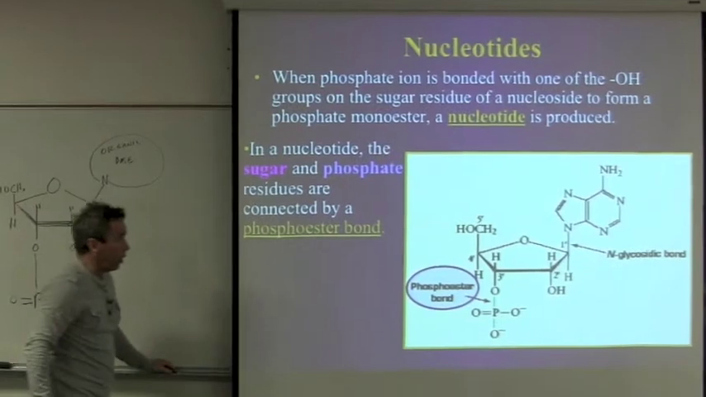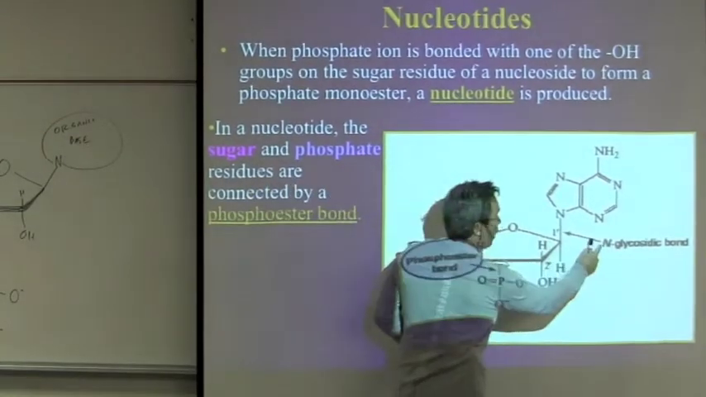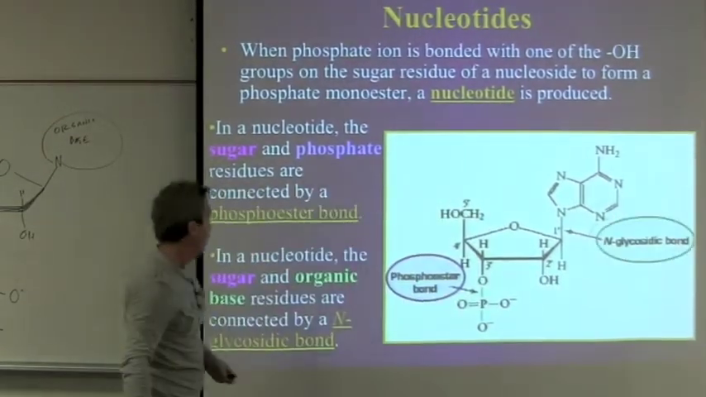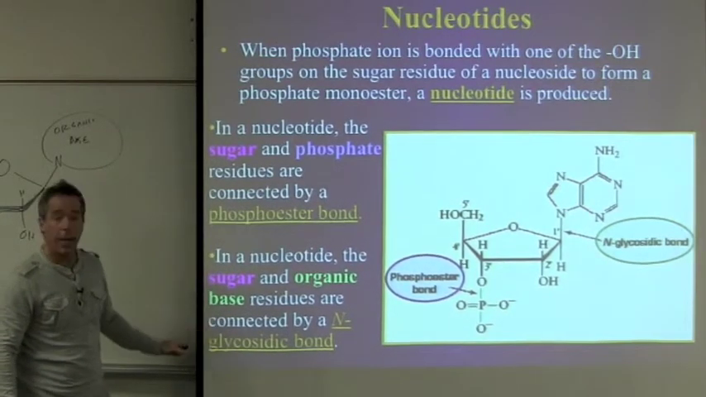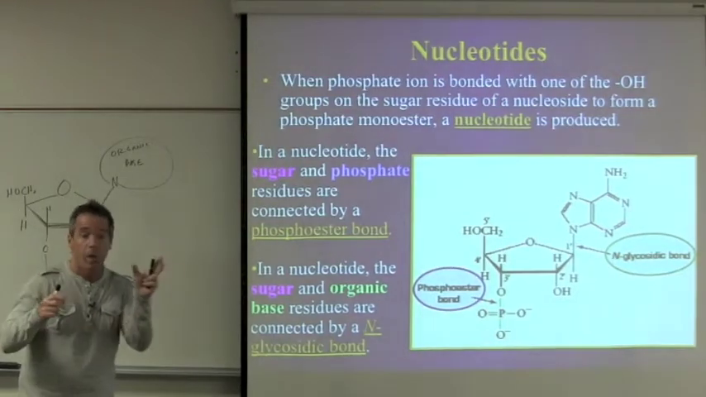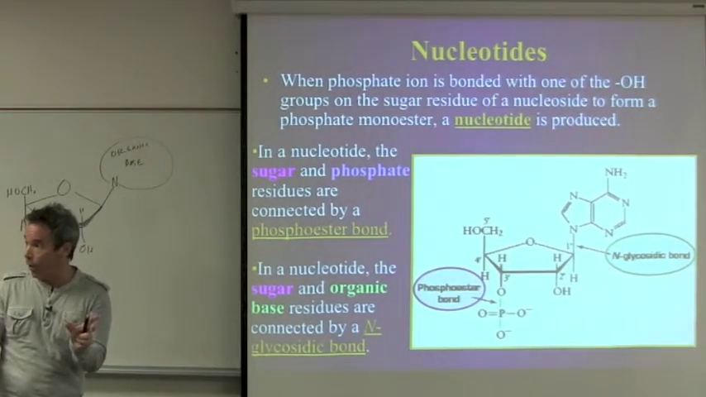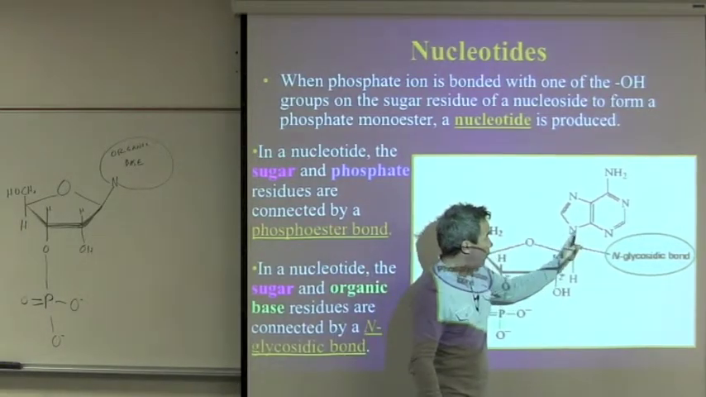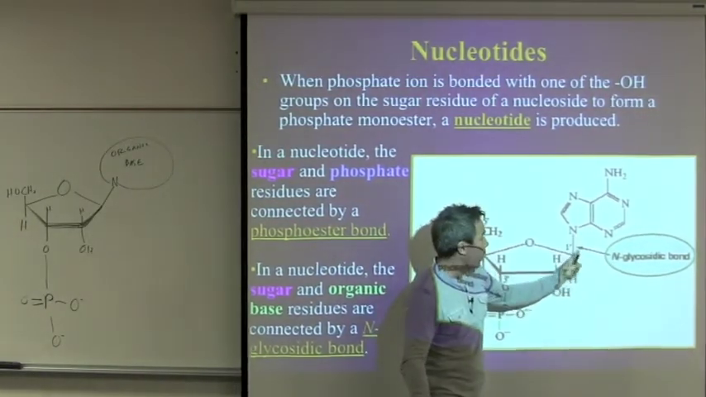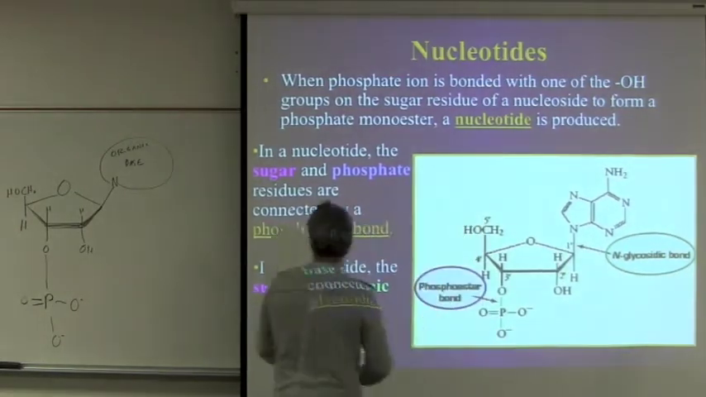Let's look at this other bond here. Notice the N-glycosidic bond. So in the nucleotide, the sugar and the organic base residues are connected by an N-glycosidic bond. We've seen glycosidic bonds from one sugar to another sugar before. Here we go from sugar to the organic base, to the nitrogen on the organic base. That's why we call that an N-glycosidic bond.